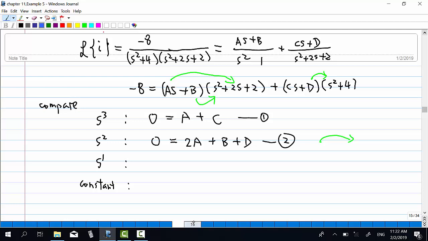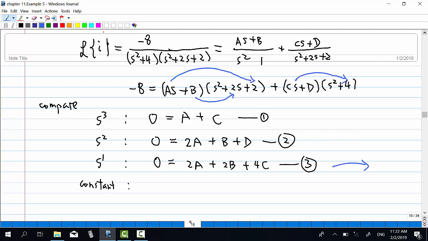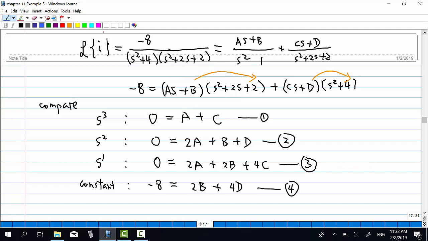Then compare s now. Left hand side, there is no s. Right hand side, have 2as plus 2bs plus 4cs. Finally, compare the constant. Left hand side is minus 8. Right hand side I have 2 times b plus 4 times d. So we have 4 equations for 4 unknowns. Let's look at how to resolve them.